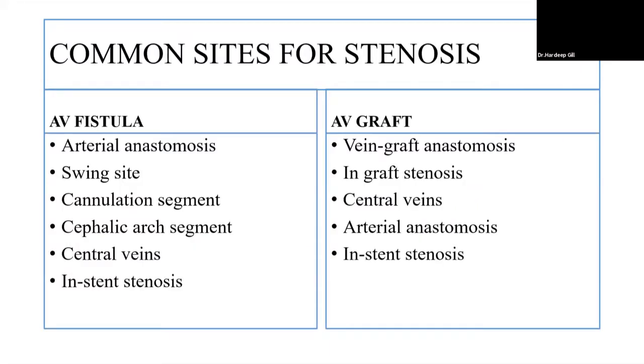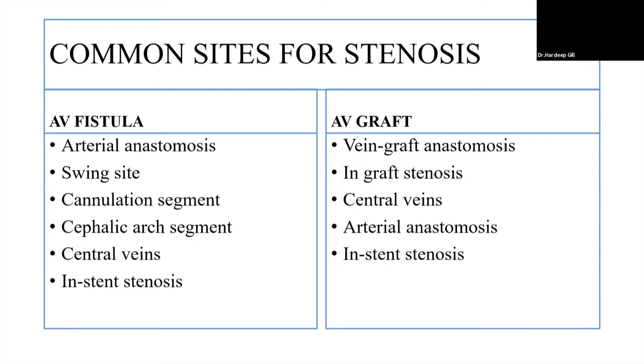So common sites for stenosis in an AV fistula or an AV graft. In an AV fistula, it would happen at the arterial anastomosis. It can happen at the swing site. The swing site is defined as the segment of vein that is mobilized for us to do the anastomosis to the artery. The needle cannulation segment, the cephalic arch segment. The cephalic arch joins the axillary vein at the level of the shoulder. So that's the cephalic arch segment. Stenosis do develop there. Then central thoracic veins, or if a stent has been placed, in-stent stenosis.